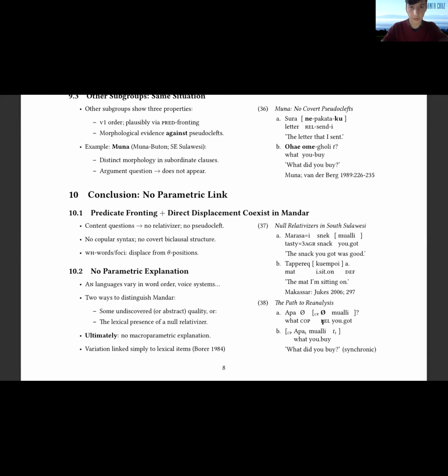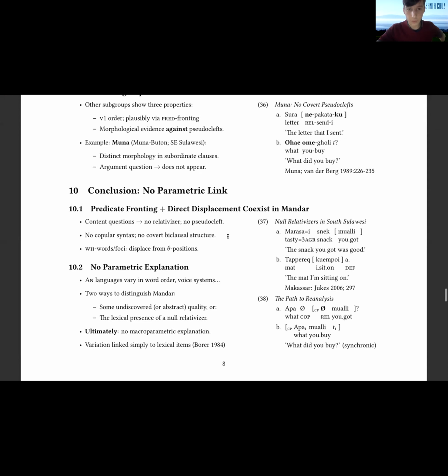It's been claimed that any language that derives its verb-initial word order through predicate fronting will not allow direct displacement of WH words and will instead form argument questions via WH pseudocleft. And this talk has shown that this seems not to be the case in at least one language. So Mandar, a language from central Indonesia, shows no surface evidence for pseudocleft structure in content questions, in argument questions. There's no evidence that there's copular syntax. There's no evidence that there's a free relative. There's no evidence for biclausal structure. Every diagnostic suggests that there is actually just direct displacement of an argument from its thematic position in a WH question in this language.